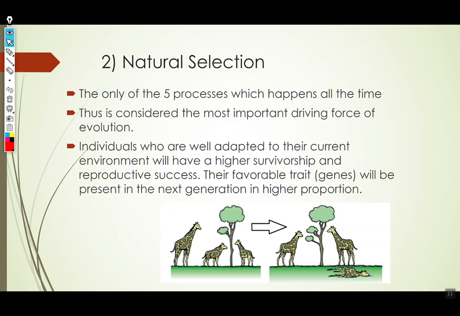All right, natural selection. So this happens all the time. And natural selection acts on mutations. So when a new allele arises in a population, depending on what change it results in, it's either going to help or harm an organism relative to its environment.